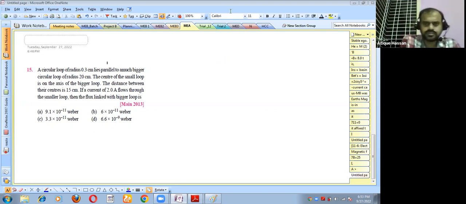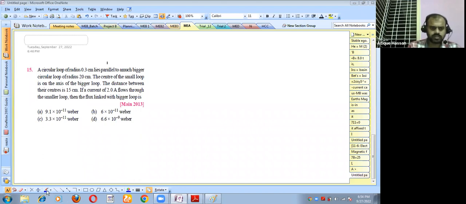Are you trying it? Okay. It says a circular loop of radius 0.3 centimeter lies parallel to a much bigger circular loop of radius 20 centimeter.